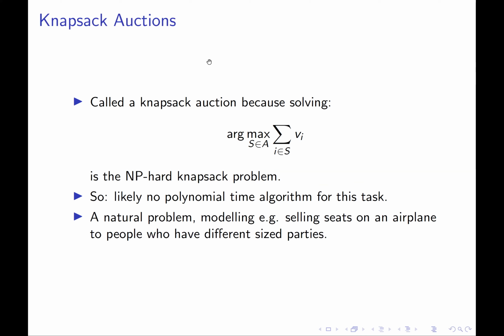And by the way, this isn't an entirely contrived problem. The idea of needing to pick a set of winners who are constrained by some capacity constraint, where different bidders have different sizes, is something that comes up pretty frequently. A mundane example of this kind of problem is selling seats on an airplane to people who have different size parties. In this case, the budget is the number of seats on the plane.